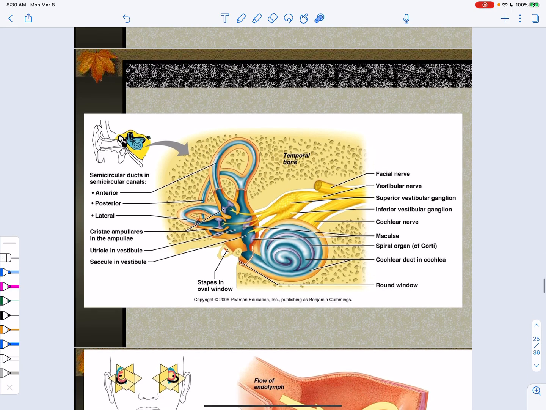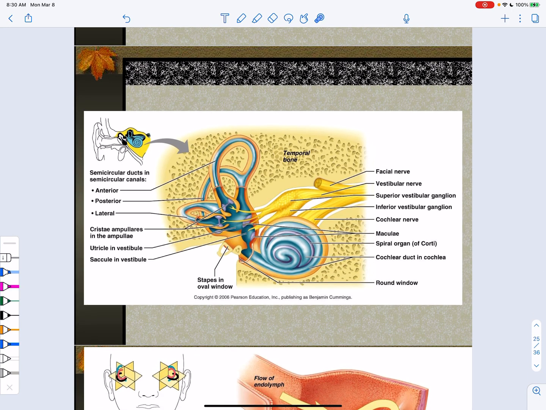Next is your dynamic balance. And I want you guys to think about the fact that we live in a three-dimensional world, right? We live in 3D. And if you think about that 3D, we have length, we have width, and we have height, basically, are our three dimensions. And sure enough, these semicircular canals, one of them is 90 degrees from the other one. And the third one makes up the third dimension.